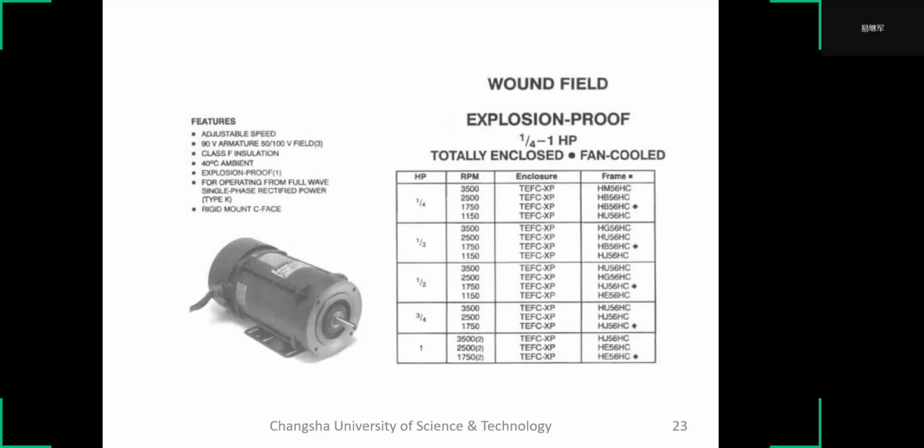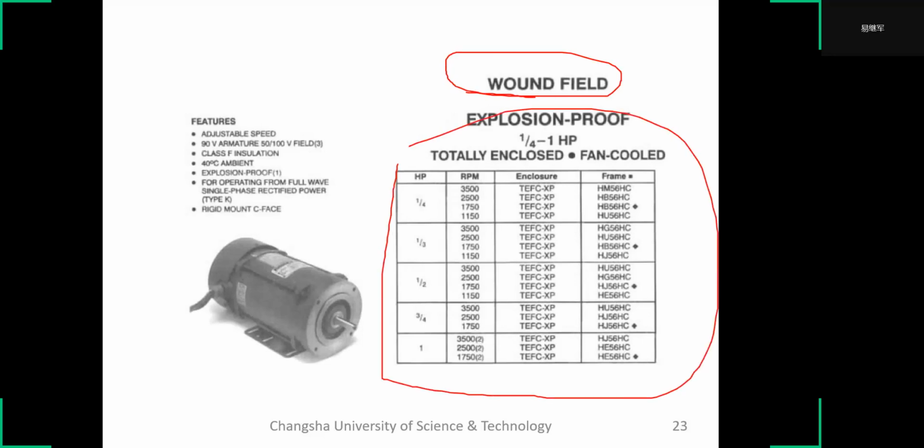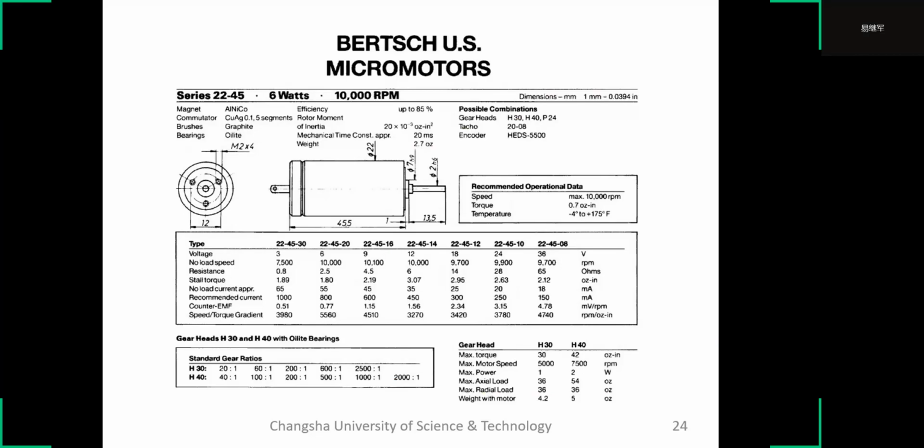This is a data sheet for the wound field motor. This is a Maxon motor data sheet. So when we select the motor, we just look up the values in the data sheet and select the appropriate motor.